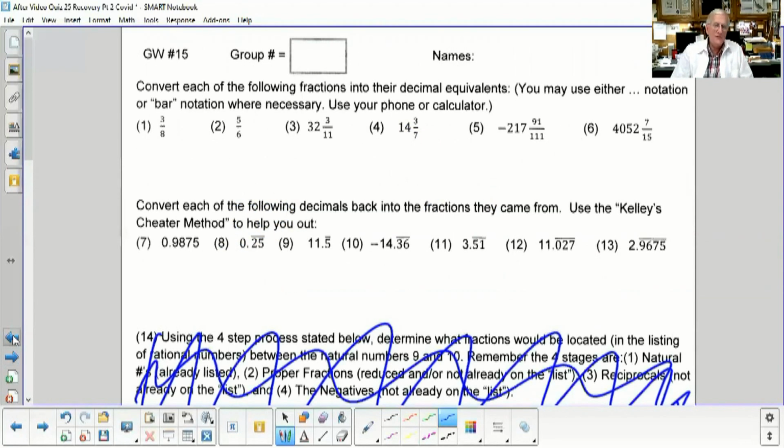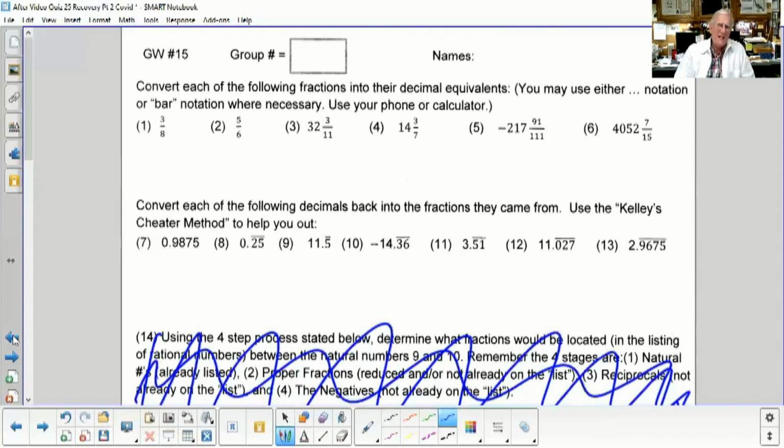All right, I would like you to go to group work 15, which was attached, okay? So I want you to take a look at group work 15, the front of it. A lot of the sheet has been crossed out, okay? Now, the fractions up at the top, you know how to convert those into the decimals they came from. You divide the bottom into the top. I'm not even going to worry about doing those with you right now. What I am more worried about is the second group, starting with problem 7.